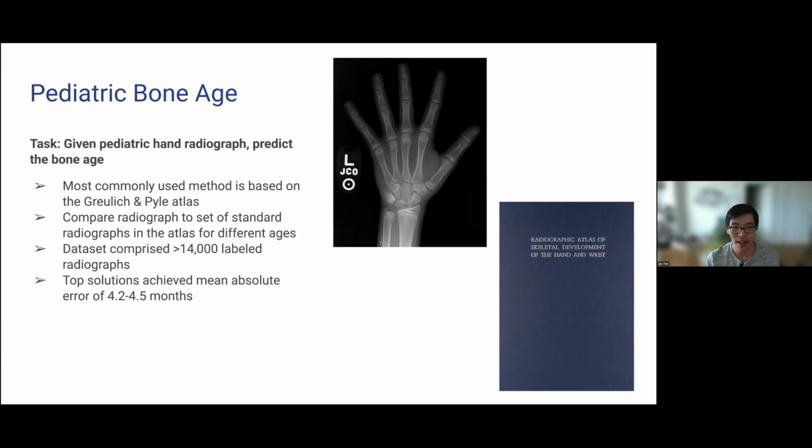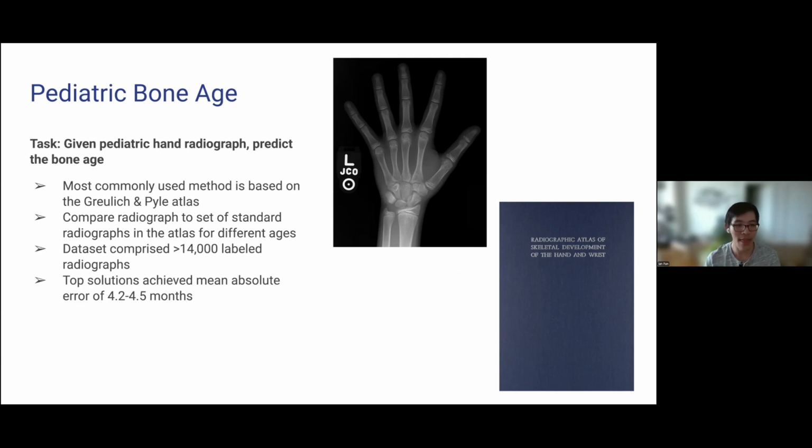So we will just dive right into the first challenge, which is pediatric bone age. The task is quite straightforward. You have a pediatric hand radiograph and you predict the bone age. Right now, the way that works is we have an atlas that's 50, 60 years old, written by Gulick and Pyle. It has example radiographs for what the hand radiograph should look like for bone ages, and that typically spans every 6 months or so.